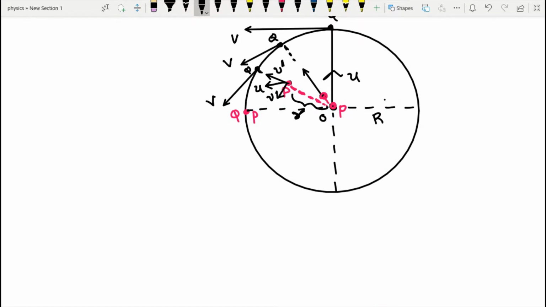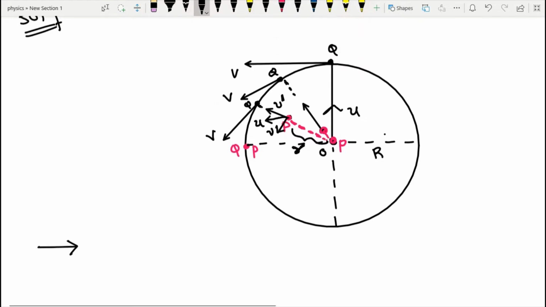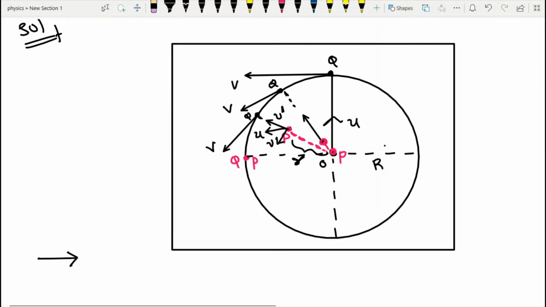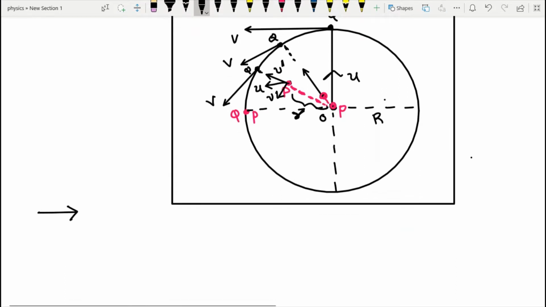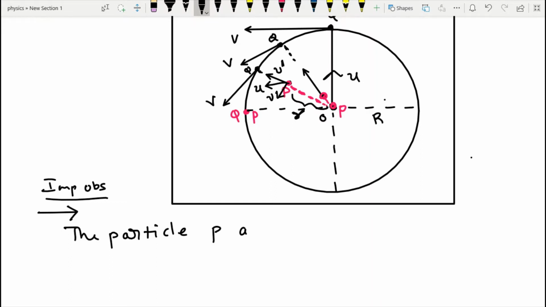So if you observe the situation carefully, the particle P is finally chasing the particle Q. That means both particles must have the same angular speed. Both particles must have the same angular speed. So that is the most important observation. You have to observe the diagram, read the problem carefully, and then you will come to the conclusion that particle P and particle Q both have the same angular speed.